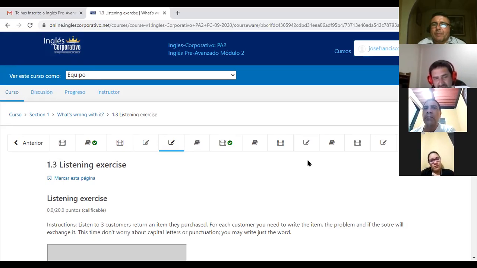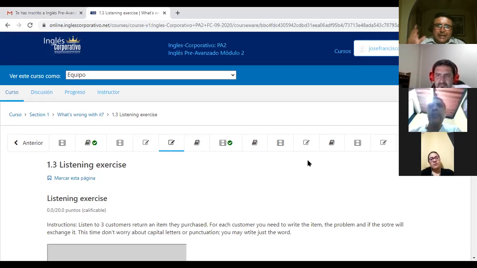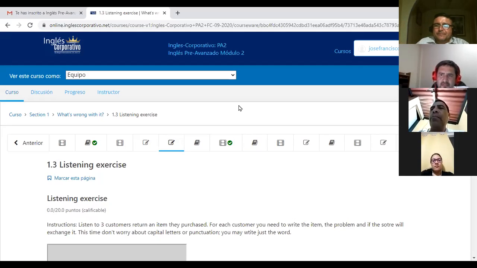Do this, and this is for everybody. If you're not connected to the WhatsApp chat, check your email, the email from Ingles Corporativo where they send you different links. So you just click there, so you are part of all the activities that we have in the group.